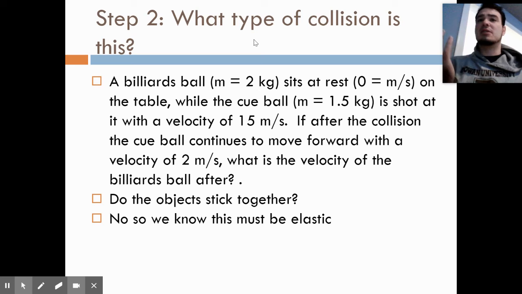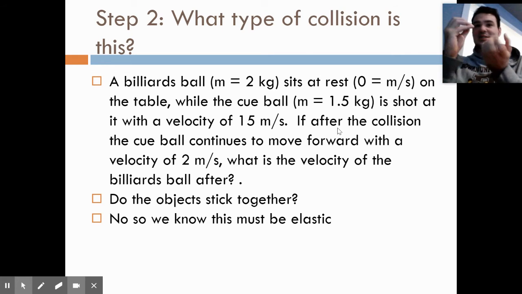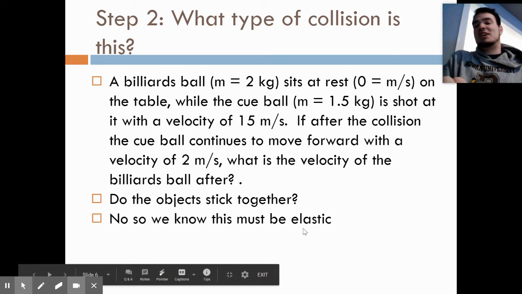So what type of collision is this? You now have to identify what type of collision it is. Same exact problem. We know these two billiard balls are colliding. Do they stick together, though? That's the big question, right? You need to ask yourself, do these objects stick together? And the answer is no, right? Think about what a billiard ball would do: you've got one here, they hit each other, they're going to move. So they're not sticking together. Therefore, we know, boom, elastic.